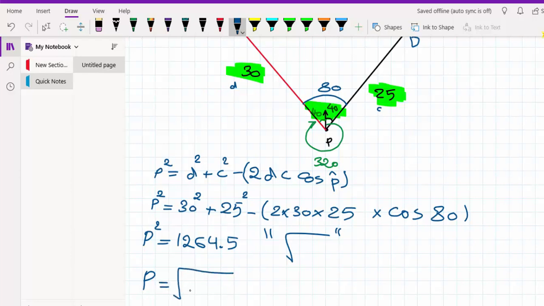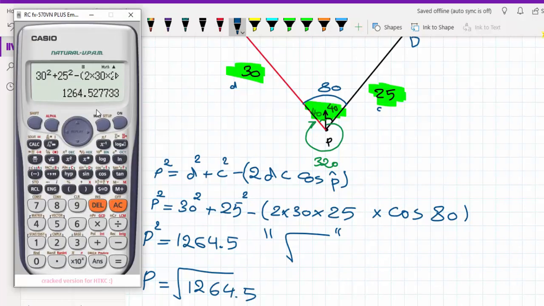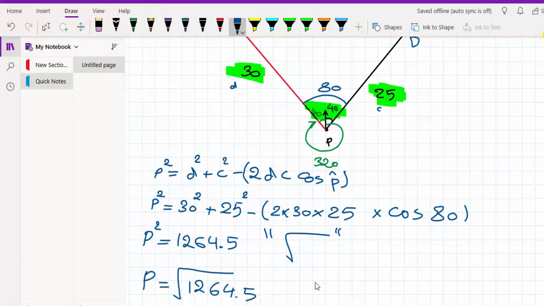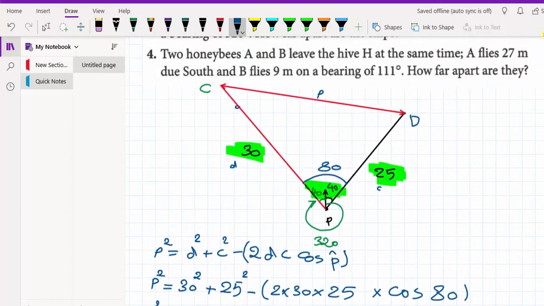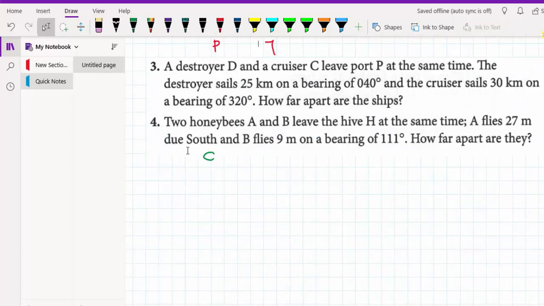And the square root of this result, 1264.5, the square root of the answer, is 35.56. So nearly we can say P is 35.6. These lengths are in kilometers, so this is also in kilometers. It means the destroyer and the cruiser are 35.6 kilometers away from each other. It's important how to start the drawing. It's very important.